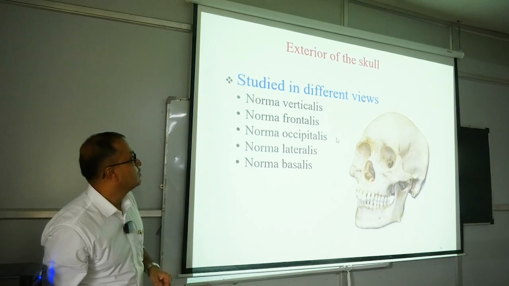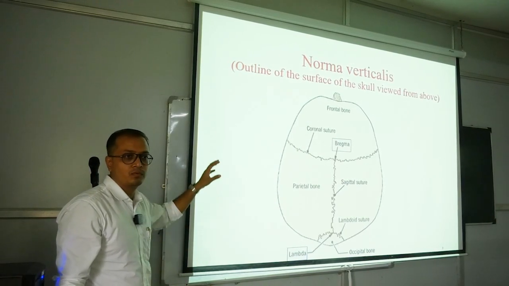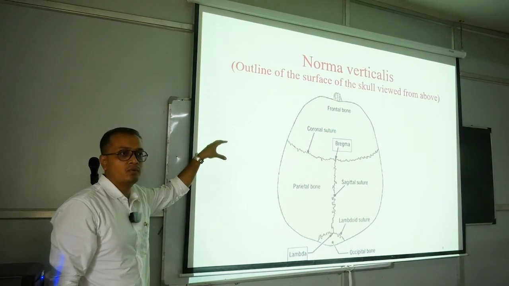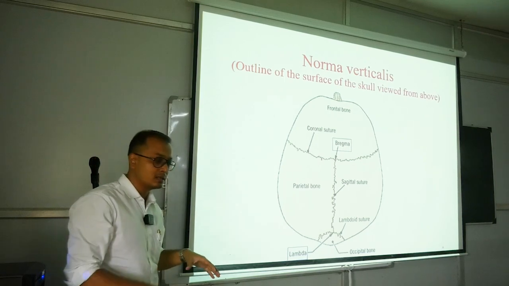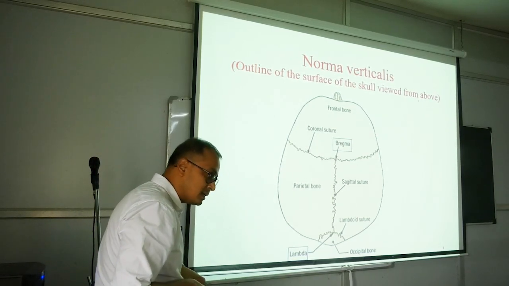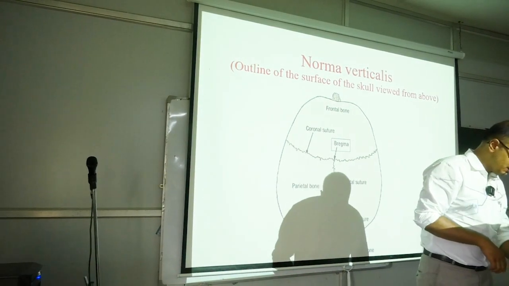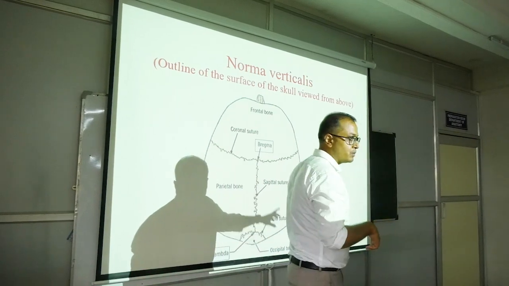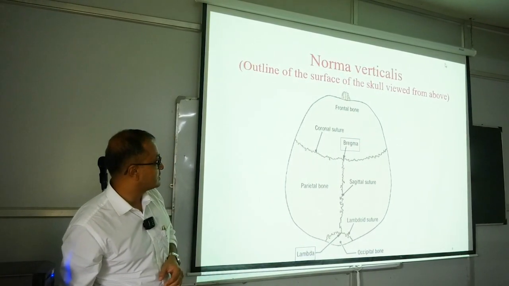Now, the point is, whenever you are looking at it, you have to see what exactly you are looking at. If you're seeing the skull from above, we call it norma verticalis. The person is sitting below, in front of you, and looking above like this. So if the skull skeleton is there and you're looking from the top, basically you're looking at this view which you have projected over there. Now you can see there are a few things that you have to understand over here.